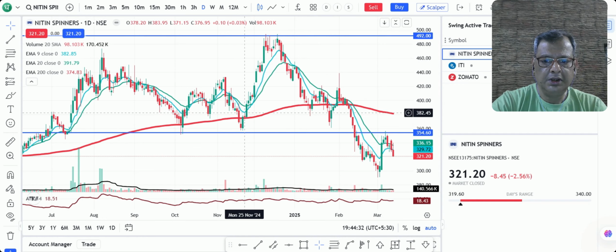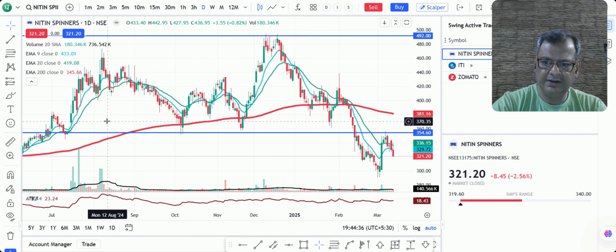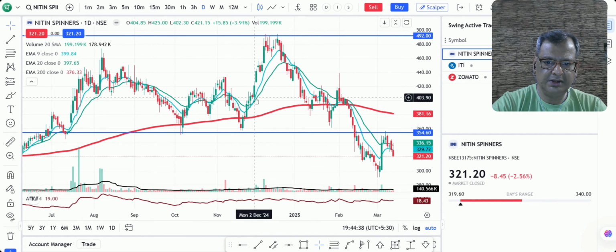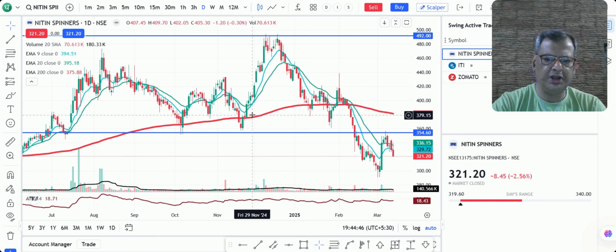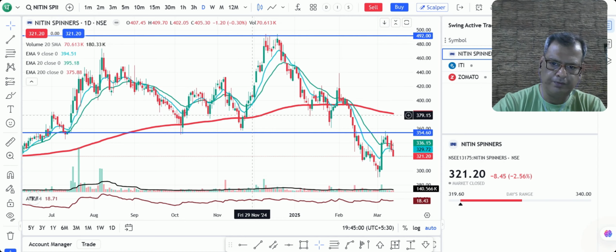Now, if you see here, this is the EMA 9, the cyan color line or the light blue line, and the dark line is the EMA 20. So what you need to do here basically is you need to have a scanner which gives you an EMA 9/20 crossover, and then you have a list of stocks. Then you go through these stocks.